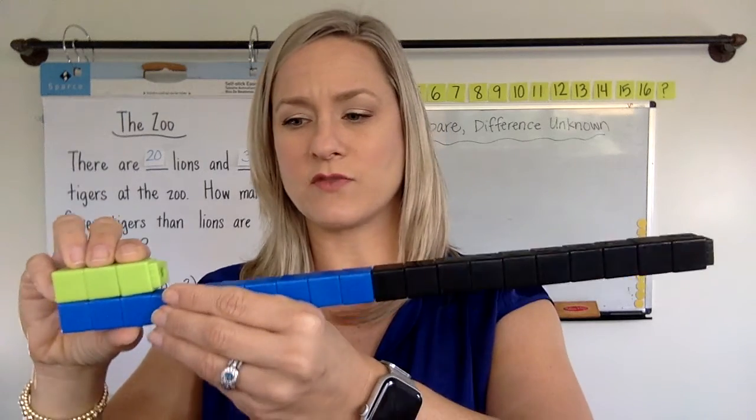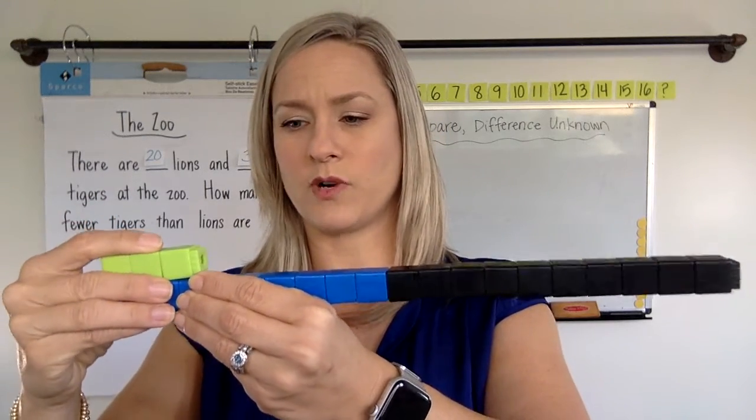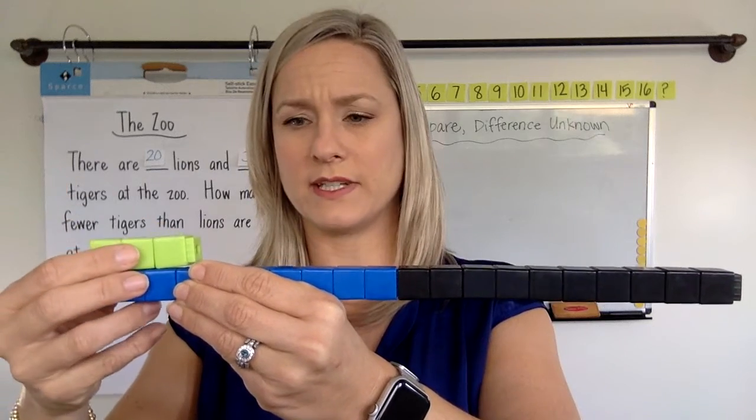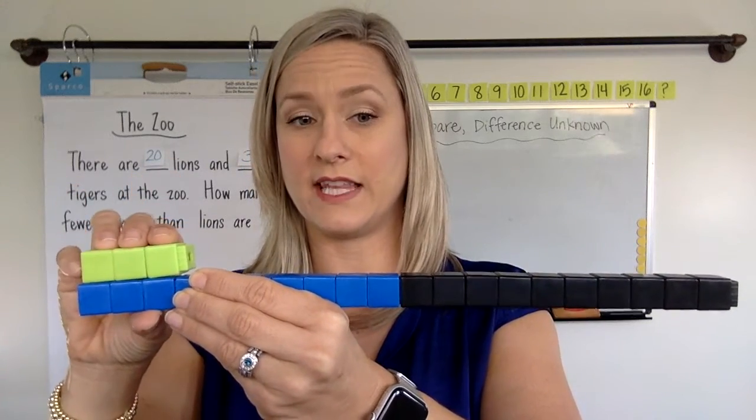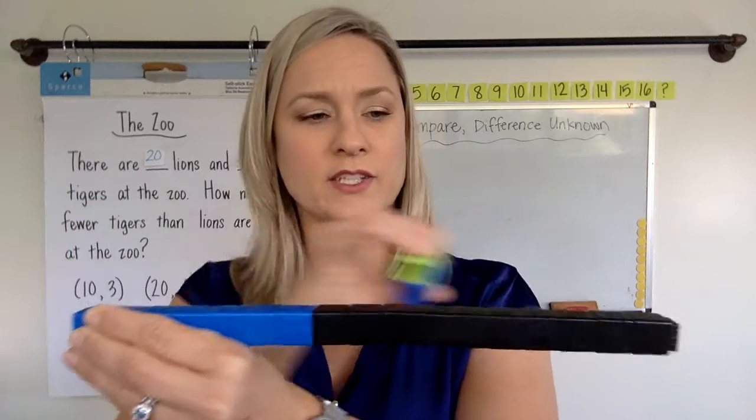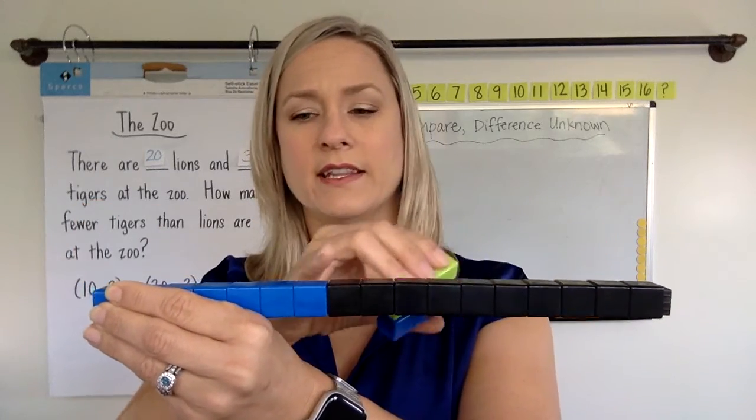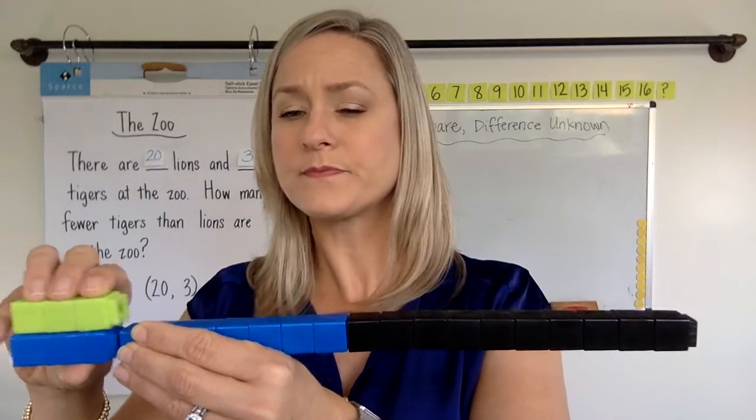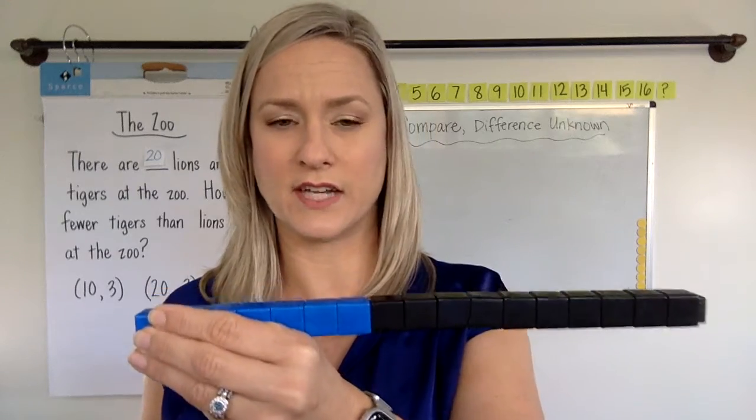So our answer is right here. We're comparing them. That's why I have them stacked up like this, because it's easier for kids to see the comparison. So our answer is right here, 10 and then the 7 more, right? So the answer is actually 17.